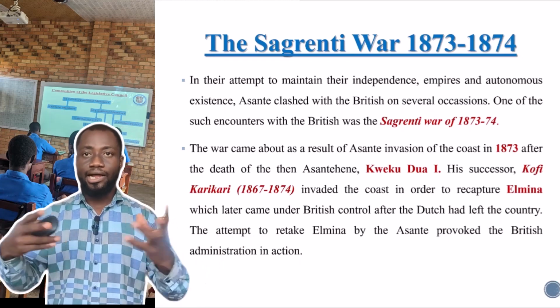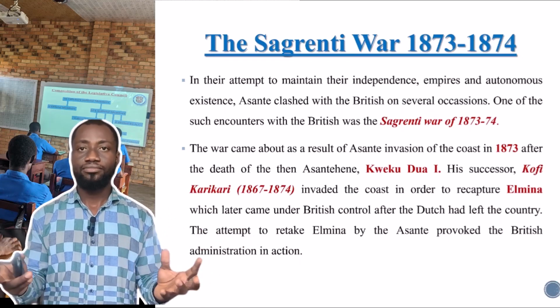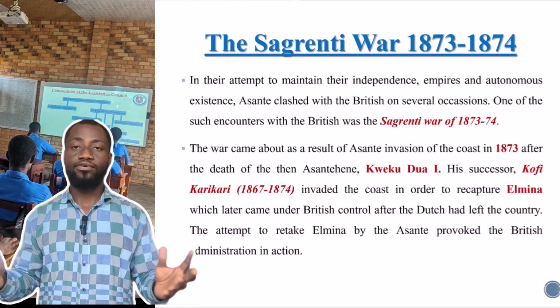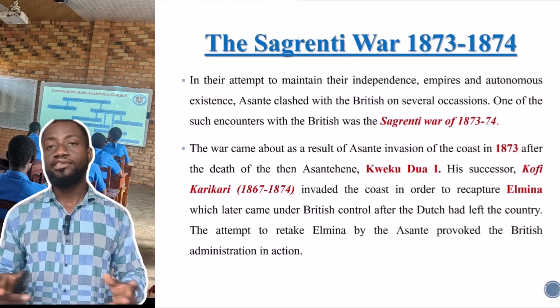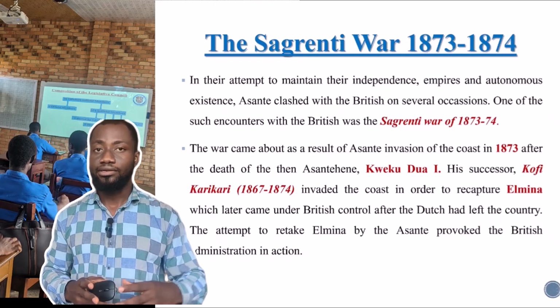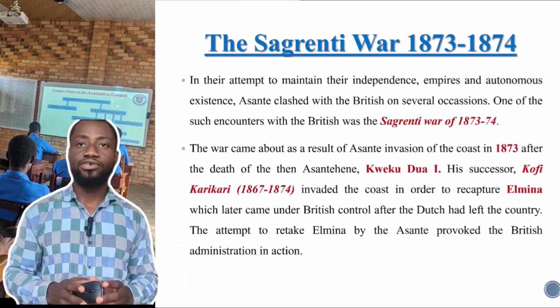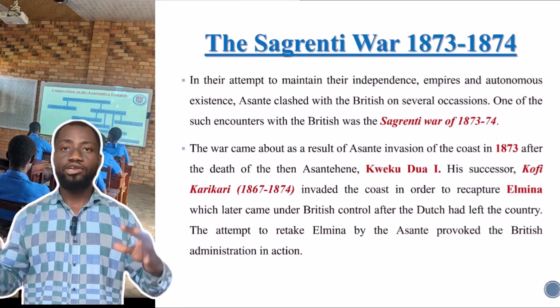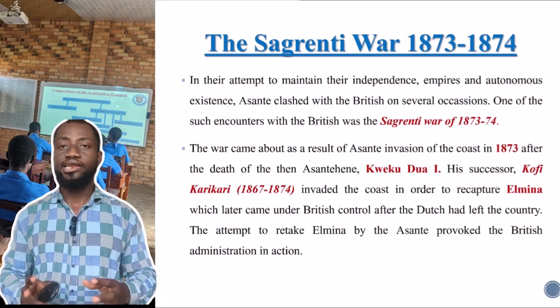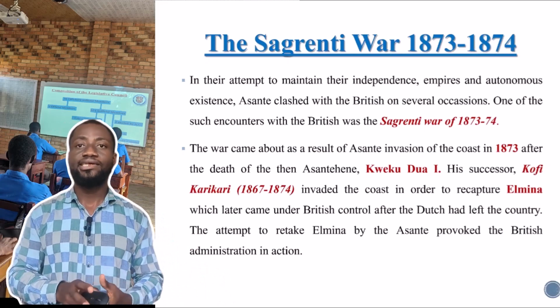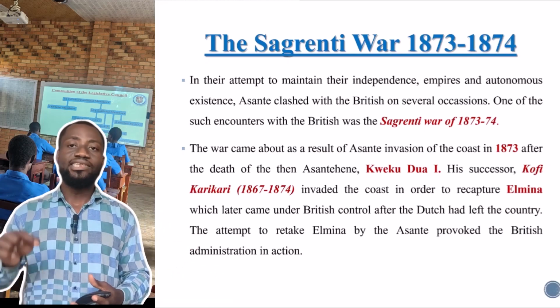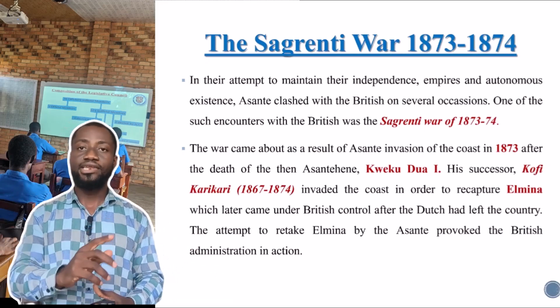Now, that agreement or that convention was not successful, and so at a point the Dutch were fed up, and so they decided to leave the Gold Coast, back to their country. And so all the forts along the coast now came under the British control. Now, what that meant was that Asante was now going to be denied of Elmina.